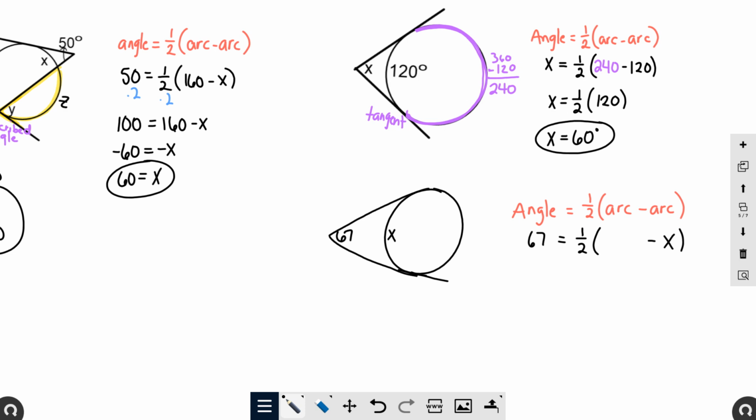Noah, you got an idea for us? Nope, you can't multiply by 2 to get x because you could do that if it was an inscribed angle, if it was on the circle, but this one's outside the circle.